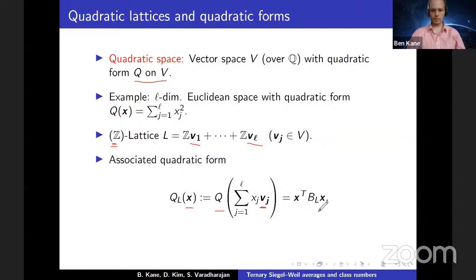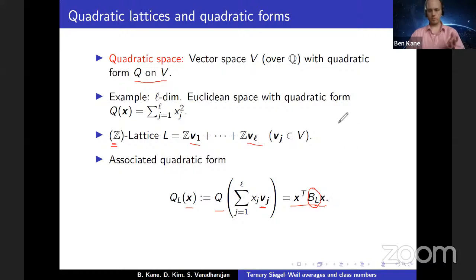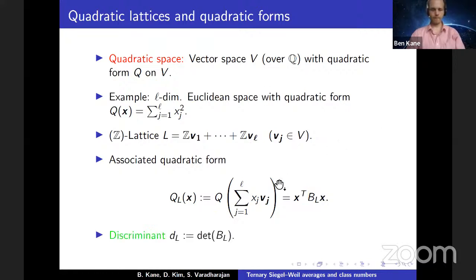And then I can also write this using some matrix that I'm going to call BL. I can write this as x transpose BL x. That BL is the matrix that comes from this, and we're going to use it to define the discriminant in a moment. And there it is. The discriminant is just the determinant of this matrix. So for the sum of squares, it would just be 1. Some people use a half here. I don't have it in this case. If you had a half, then you'd have 2 to the L as the discriminant instead.